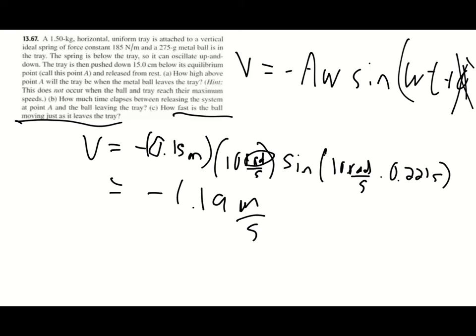Okay, and it's like, well, I got a negative velocity. There must be something wrong with that. But if we go back to our last picture, we said that negative was going to be up, and positive was going to be the downward direction. So this is going to be 1.19 meters per second upward. So it ends up working out in the end.